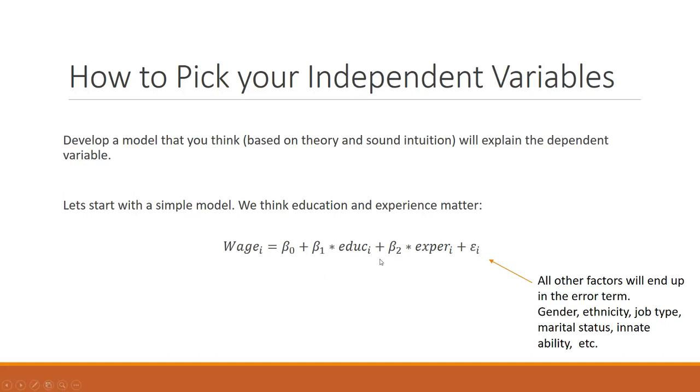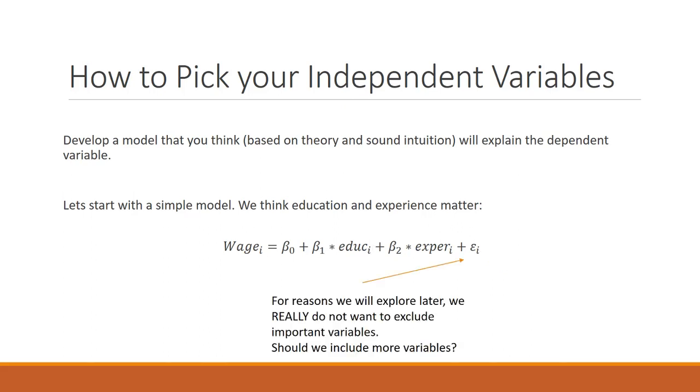But what we've said here is, okay, this is our first shot at a multivariate regression model, and we're including the two most important variables. We're going to let everything else go into the error term. Now, for reasons that we will explore later, next lecture we're going to talk in a little bit more detail about how important this, we really do not want to exclude important variables. It's very important to us that we do not exclude important variables. I'll make that more clear next lecture, but suffice it to say for today that it is very important that we do not exclude important relevant variables, variables that really do closely relate with wages.